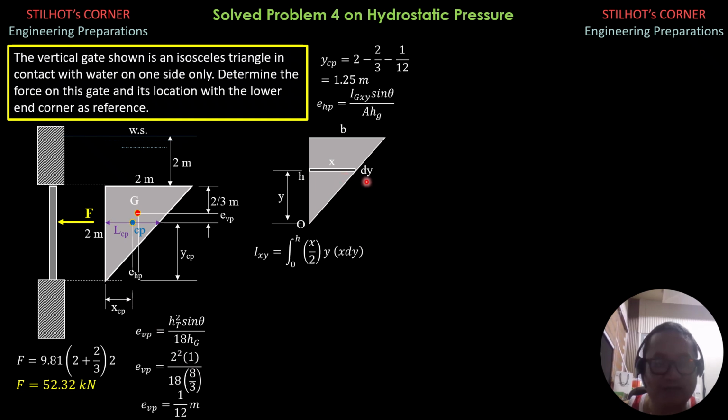The variable is y. So by similar triangles, y is to x as h is to b. Since the variable of integration is y, x is b over h times y.